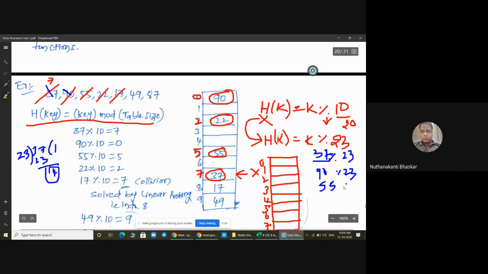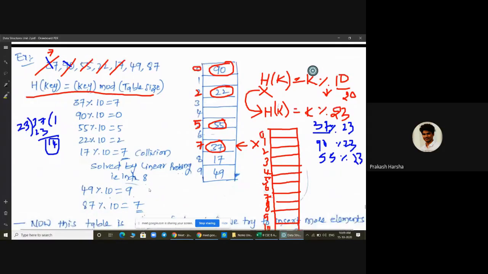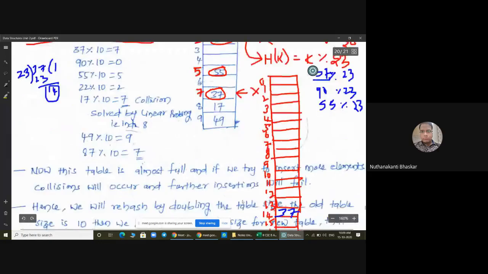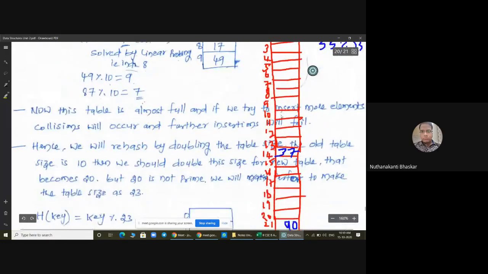Here all of you must work with your notebook. Then only it will be done. Simply listening is a waste. You cannot understand. Now tell me, 55 modulus 23. 9. Now this 55 is going to be inserted at the 9th index.